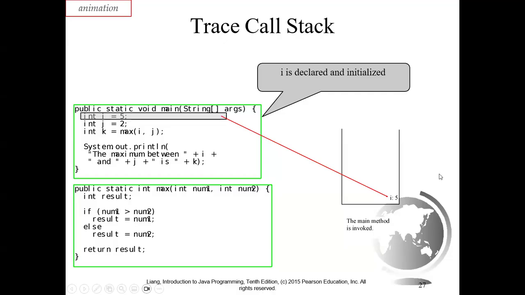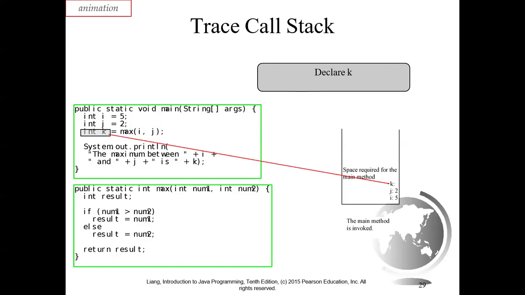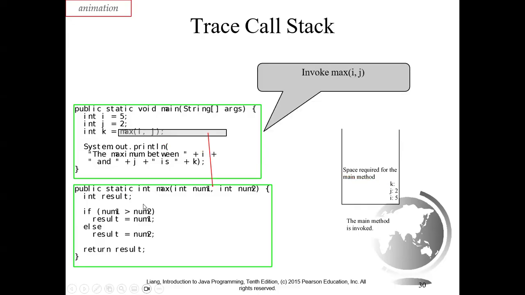Okay, here we are firstly in the main method. We declare i and we assign 5 to it, right? So here in the stack, it is i, a comma, after that is the value for i. And then we declare j and we assign the value 2 to j. And after that, we declare a k. However, k currently is referring to a method, that is max(i, j), referring to the downside block of the method. Here, we invoke max(i, j).